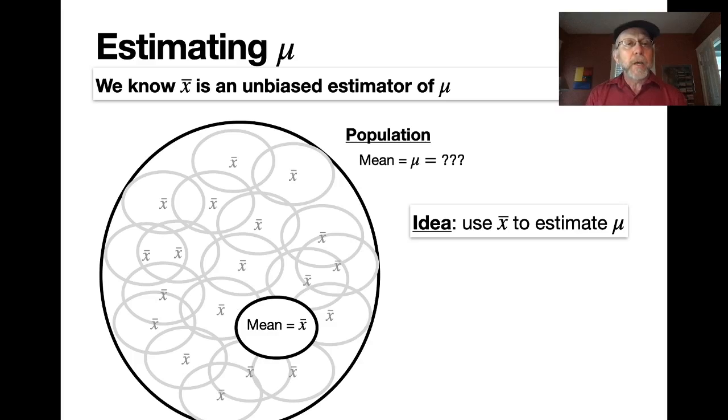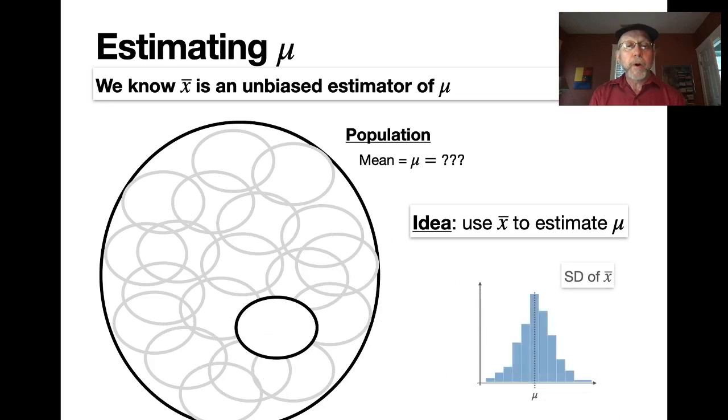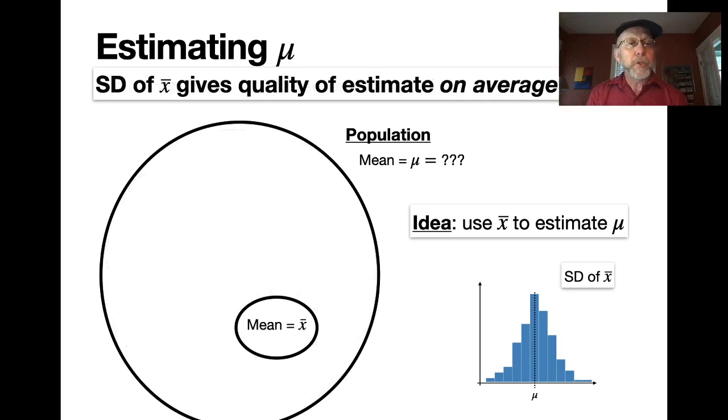We know that x bar is an unbiased estimator of mu, which means that if you looked at all possible x bar values and threw them all into a histogram, the center of that sampling distribution of x bar would be the true population mean mu. The sampling distribution itself gives us an idea of the quality of that estimate on average. So, for instance, we would know through the spread or standard deviation of the sampling distribution how much the x bar values would vary from sample to sample.